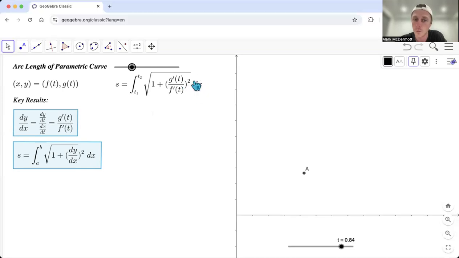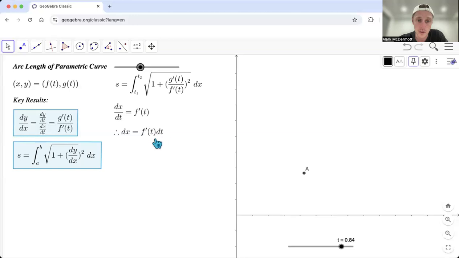Okay, what we could do is change this dx. So let me explain. We know that dx/dt, the denominator here, is just equal to f dash of t. So if we rearrange this for dx, we're going to get that dx equals f dash of t dt.